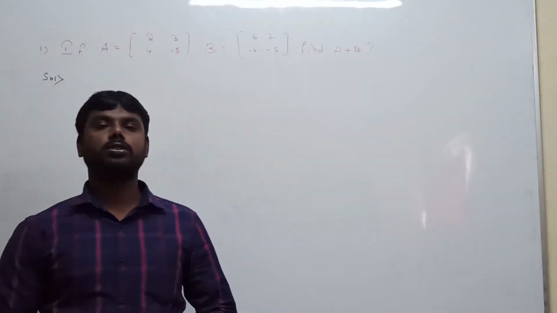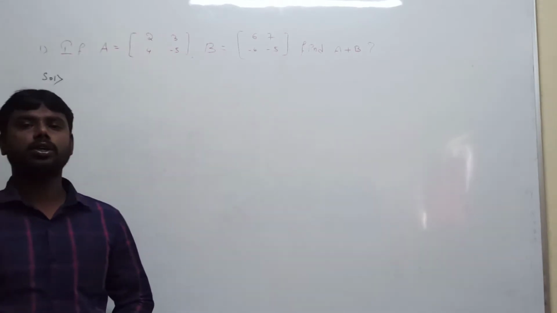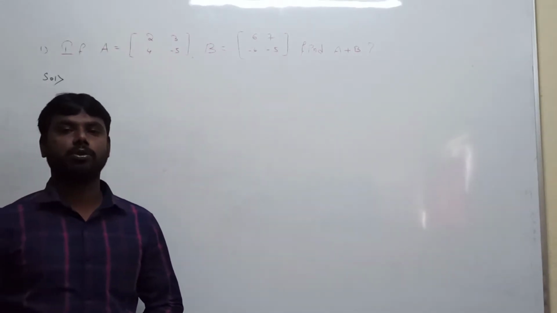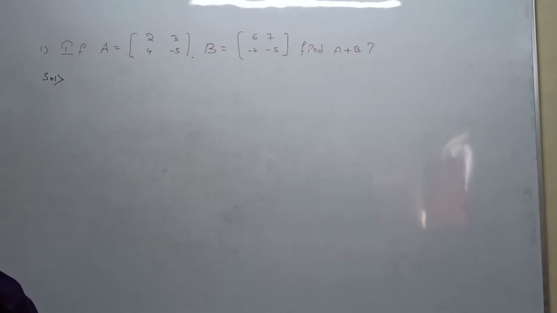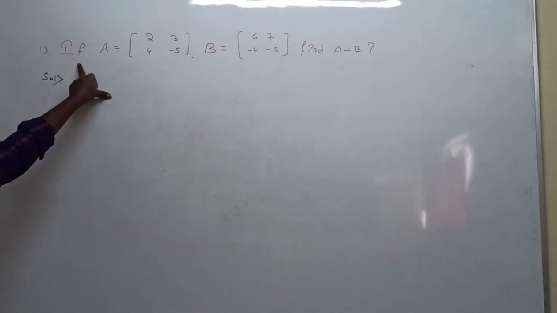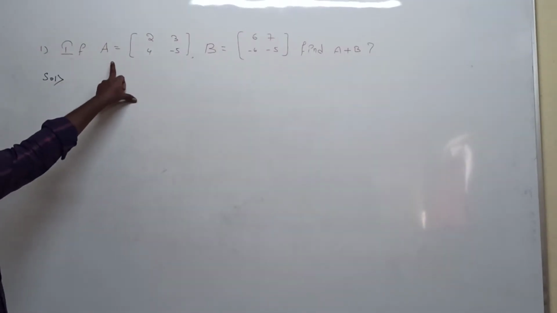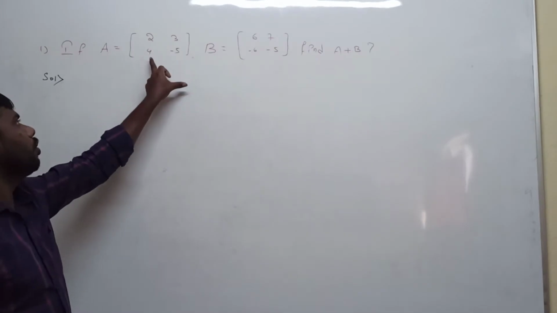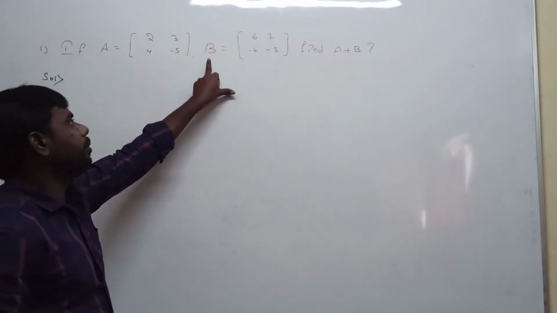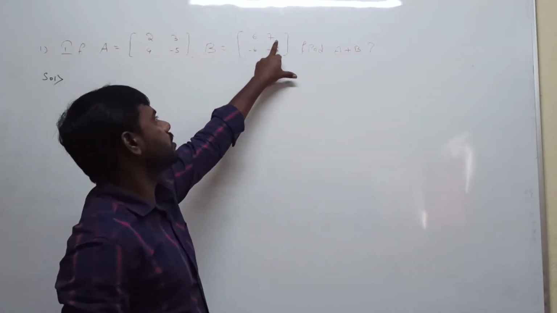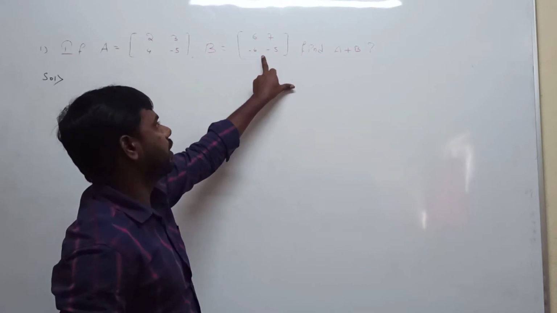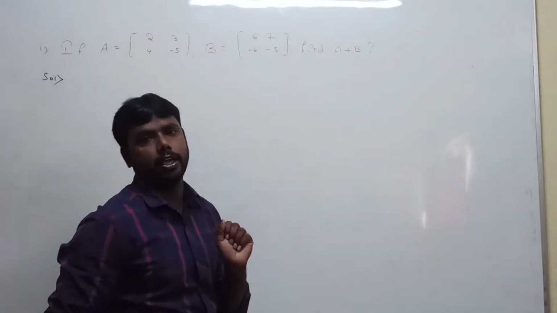The last class discussed some of the two matrices. Today also some problems will be discussed. See the first question. What are they asking? A is equal to [2, 3; 4, -5] and B is equal to [6, 7; -6, -5]. Calculate A plus B.